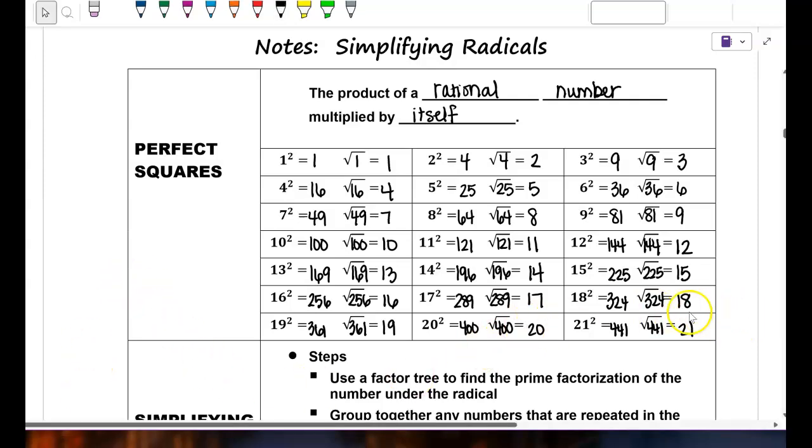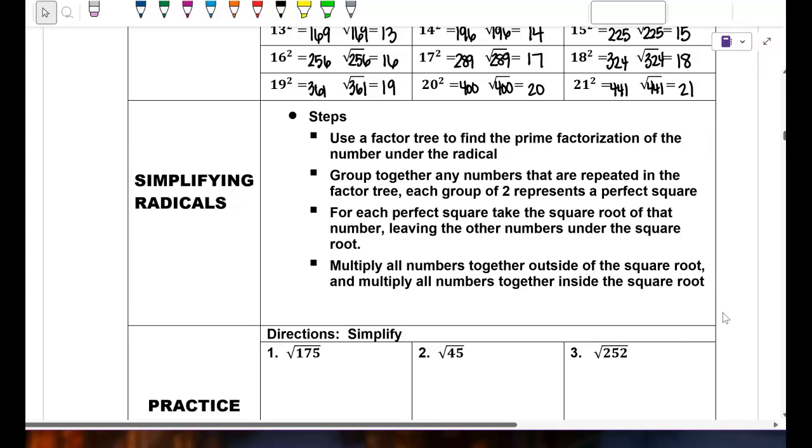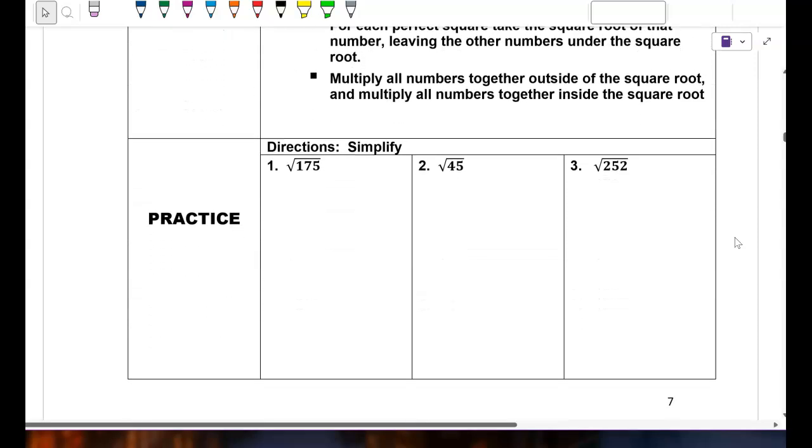So I have the steps listed there for you that we're going to be doing here. We're going to use a factor tree to find the prime factorization of the number under the radical. Group together any numbers that are repeated in the factor tree. Each group of 2 represents a perfect square. For each perfect square, take the square root of that number, leaving the other numbers under the square root. Multiply all numbers together outside of the square root and multiply all numbers together inside the square root. I know that might seem a little confusing right now, but you'll see as we get the process going what all that means. So the first one they're asking us here is for the square root of 175.